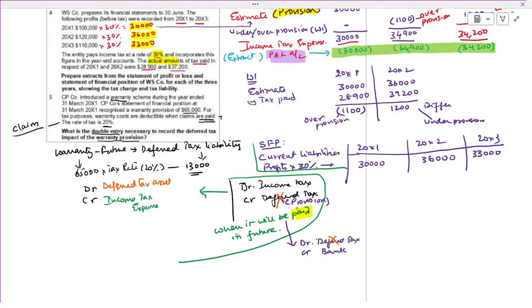At this point of time, we identify that deferred tax asset is how much? 13,000. Income tax expense will be how much? 13,000. Again I'm saying, we are only making a warranty provision. This is the one.